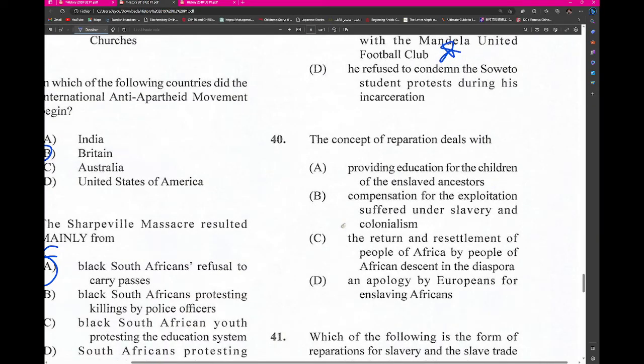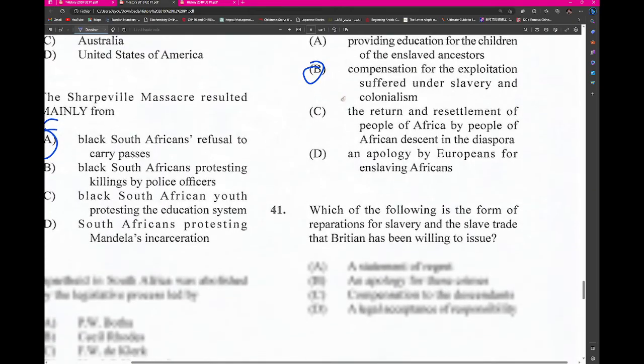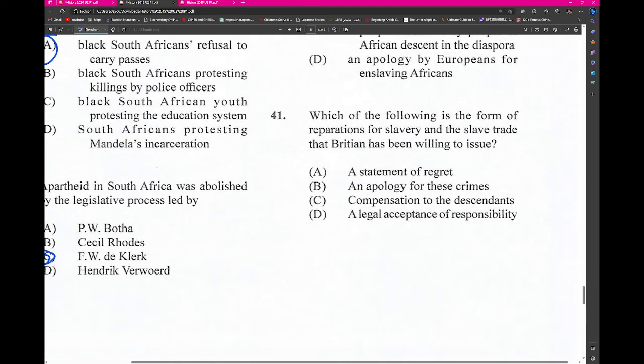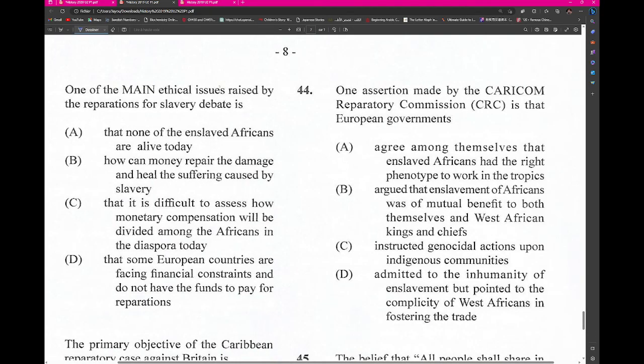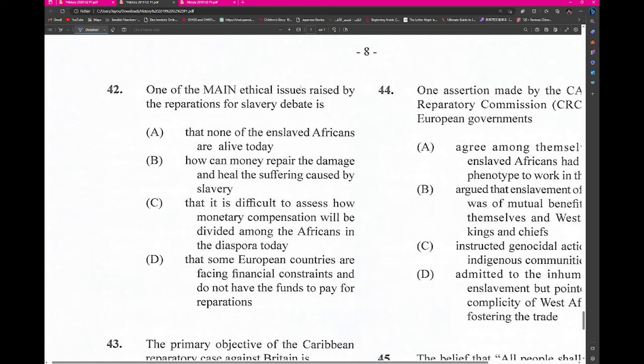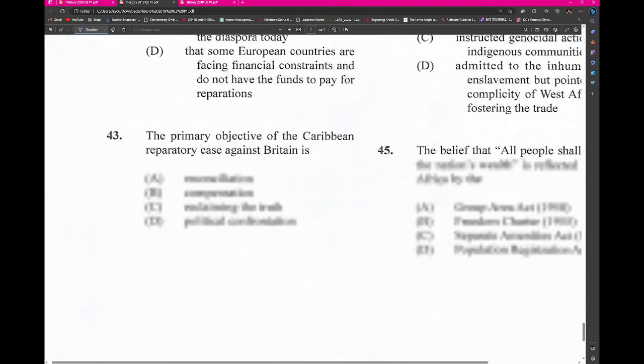The concept of reparation deals with compensation for exploitation. Which of the following is the form of reparations for slavery and the slave trade that Britain was willing to give? So it was an apology for these crimes. What I noticed is that usually there are a lot of repeat questions. One of the main ethical reasons that was raised, I think it would be B here.